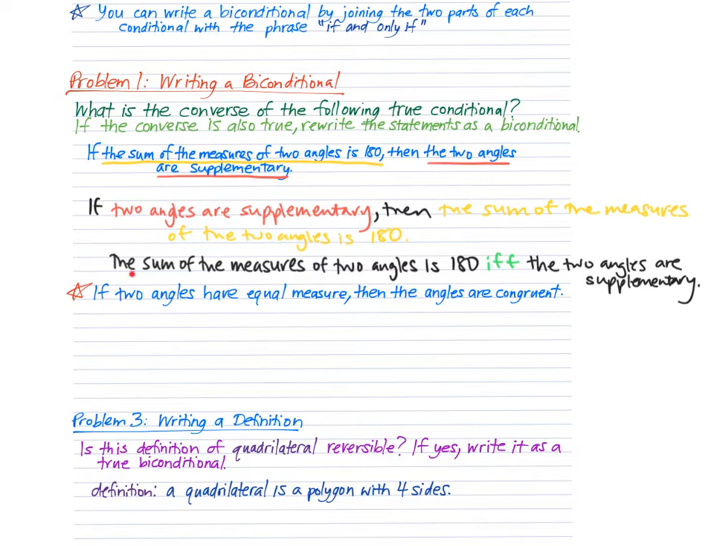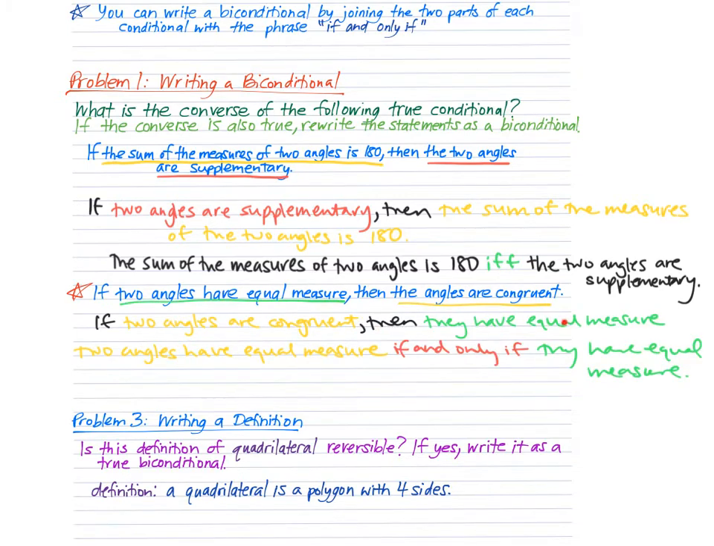This is your biconditional: the sum of the measures of two angles is 180 if and only if the two angles are supplementary. Another biconditional that's also true is: the two angles are supplementary if and only if the sum of the measures of the two angles is 180. So either one. Try this one on your own. Write the converse, make sure they're both true, and when they are, just write the biconditional. Press pause and do that, and then check back for the solution.